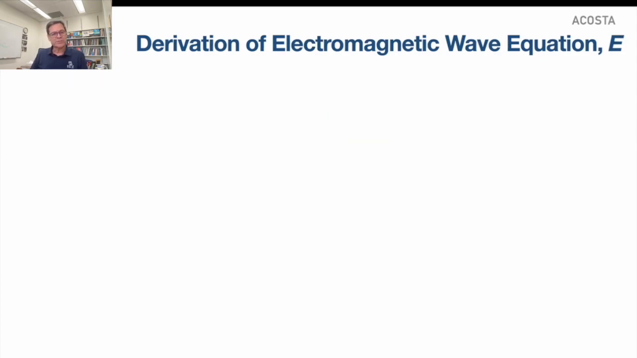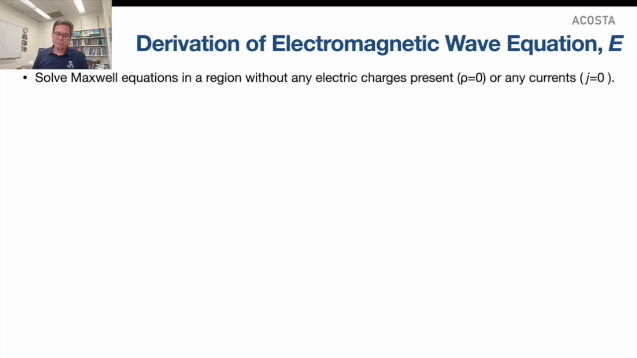Moving on to the electric field. Again, we'll solve this in a vacuum where there are no electric charges present or any electric currents. And this time we'll start with Faraday's law, which says that the curl of E, at least in differential form, is equal to the negative of the time derivative of B, the magnetic field. So we just work from similar laws before, but swapping the order of the fields.